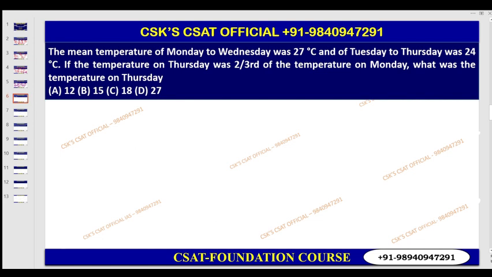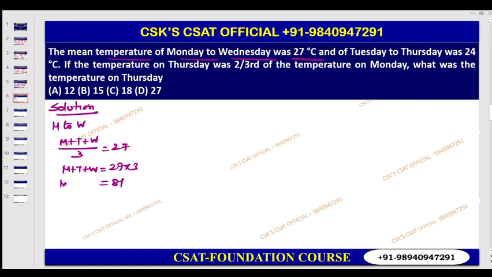And important. The mean temperature of Monday to Wednesday was, mean means average. So let us take Monday to Wednesday, 3 days here. So therefore Monday plus Tuesday plus Wednesday by 3. See, the foundation I taught, this kind of models are also there. So therefore you can cross multiply. Monday plus Tuesday plus Wednesday is equal to 27 into 3. So this 27 into 3 becomes 81.